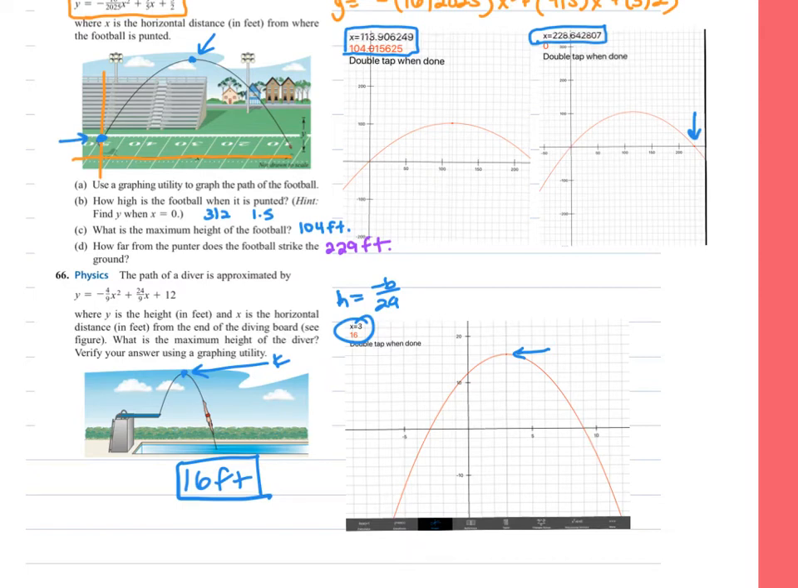If for some reason it had asked how far over from the original diving board that max happens, then I would want the x coordinate there, which was 3 feet. So just think of all the variations of the kinds of questions you can get, either an intercept question or a max-min question based on the graph that you're going to graph using your graphing utility.